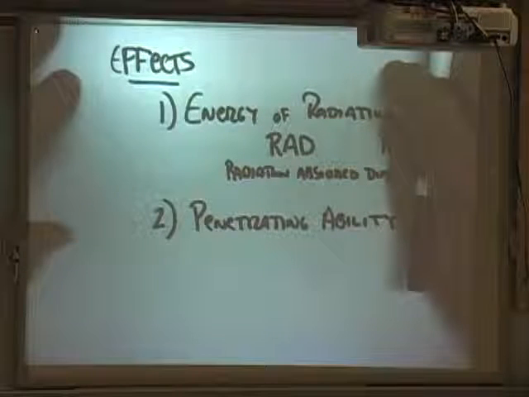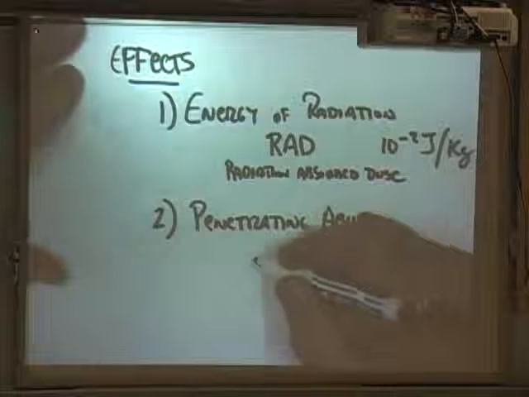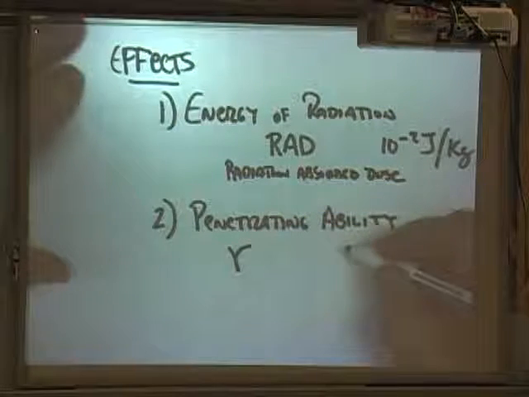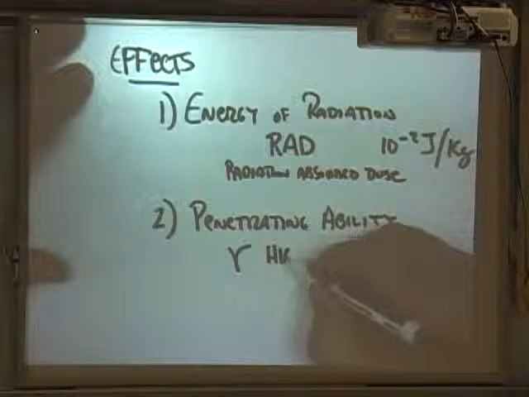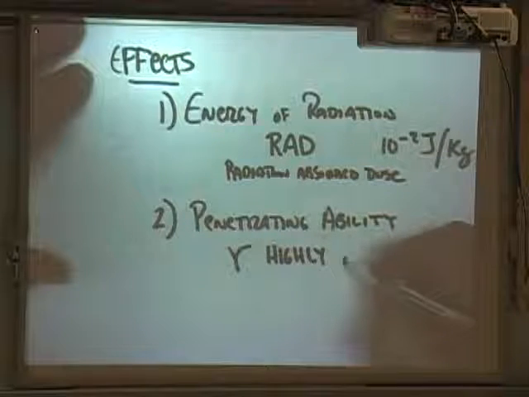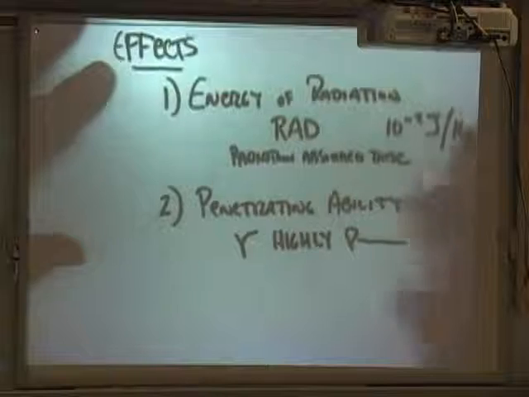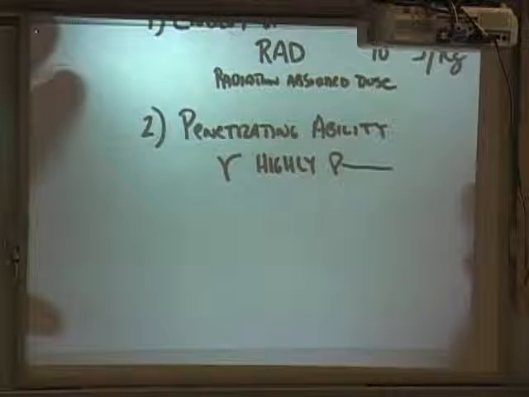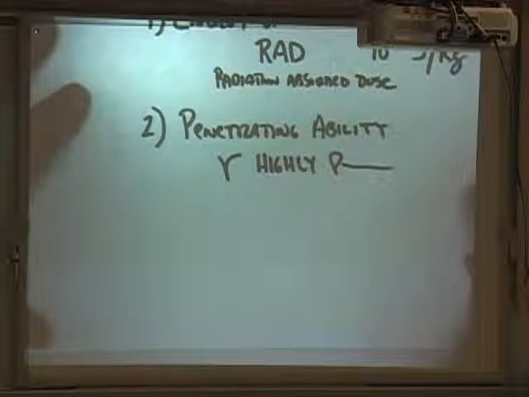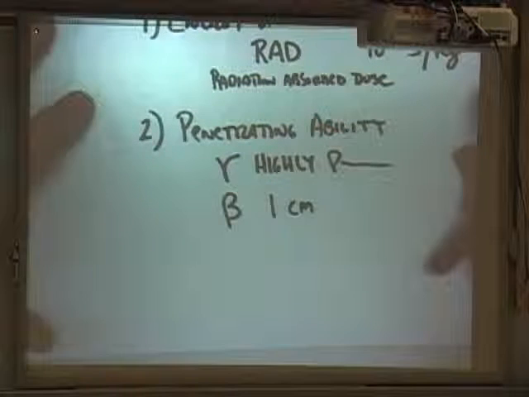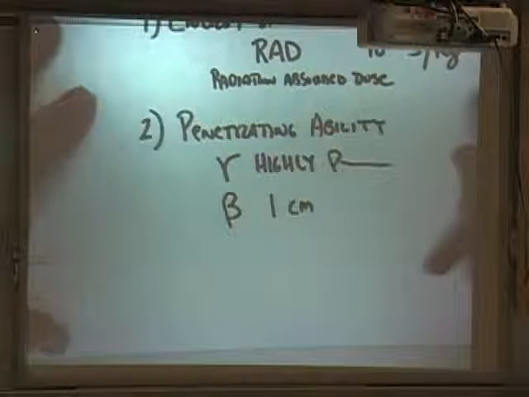So penetrating ability is real important. Here's the first one. Gamma rays. Highly penetrable. They're highly penetrable. Get in a concrete building.